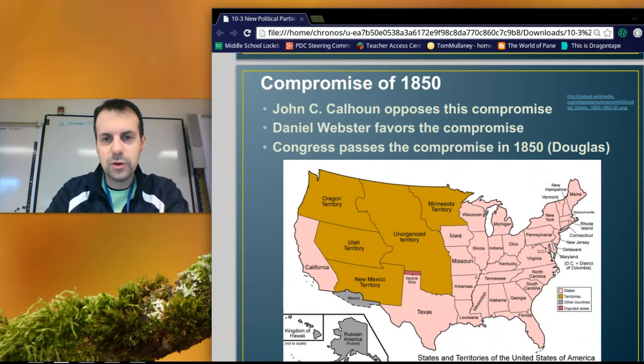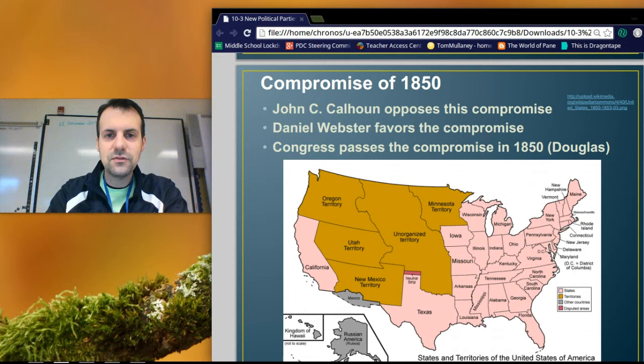Calhoun's going to oppose the compromise. Webster favors it. Most in Massachusetts did not like it, and Webster's career kind of ends on a bad note. Congress will pass this. It passes in 1850. When Clay first proposes it, Congress kind of stands in the way. Calhoun's in the way. And then also you have Zachary Taylor, who comes out opposed to it, he's opposed to extending slavery. And people didn't really realize that.